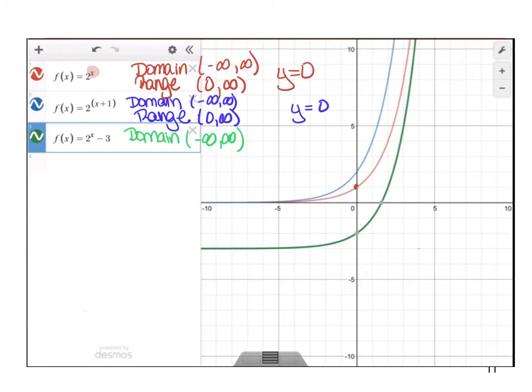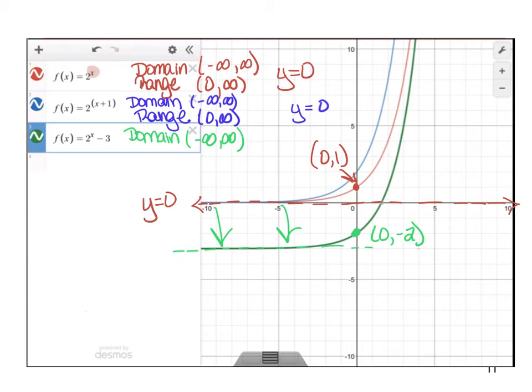Now remember, this is the point that we're looking at. This is the point that we're keeping our eye on. And this is my horizontal asymptote for my parent function. It was y equals 0, and then we have this point right here, 0, 1. For my green function, that 0, 1 went down to 0, negative 2. And that line, y equals 0, moved down as well, and it moved down to right here.